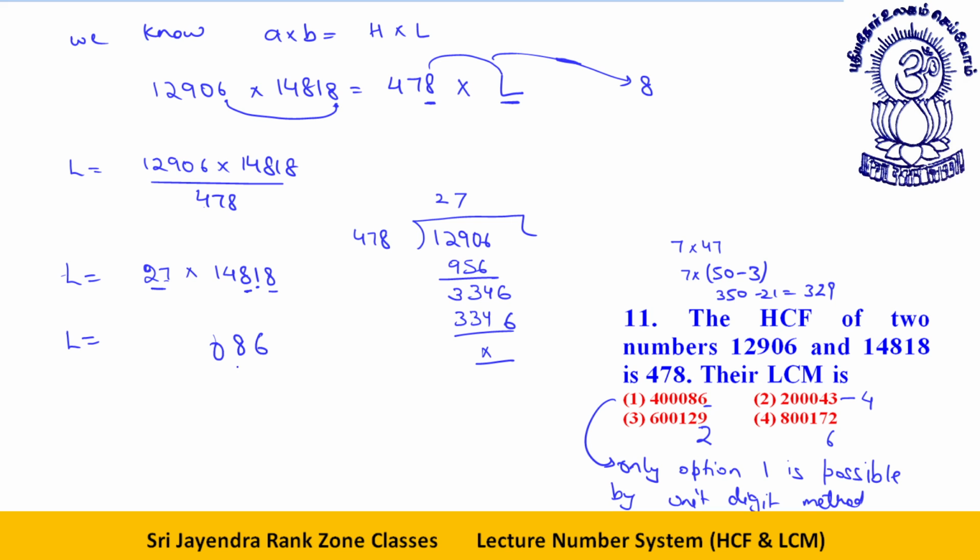I take 22 carry. 27 into 4 is 108, 108 plus 22 carry, 130, 0. 13 carry. 27 into 1 is 27 plus 13 carry. That will give me 40086. This is your LCM. That is option number 1. I will take more questions of this type. Okay, students.